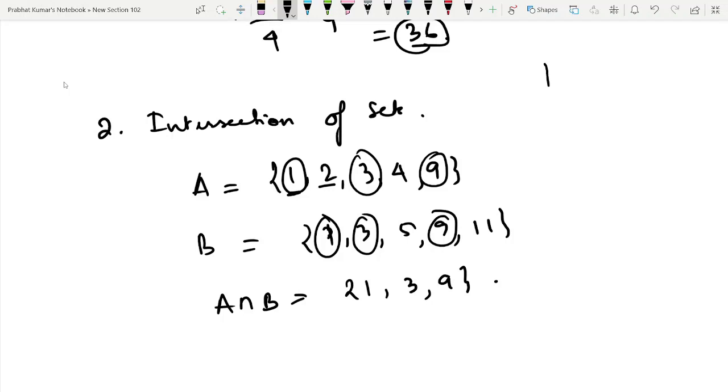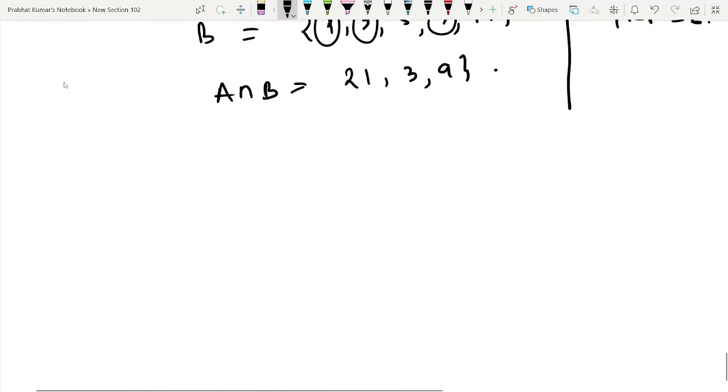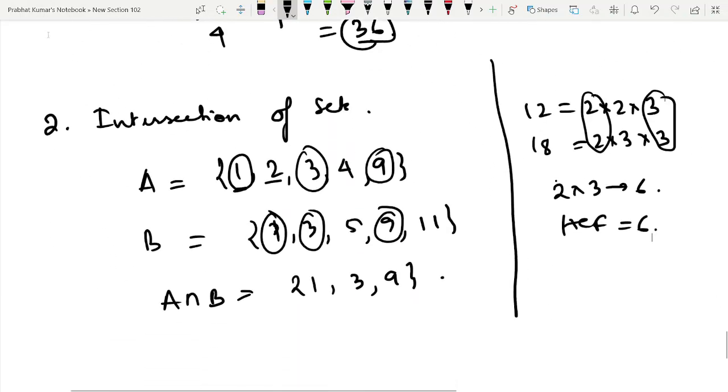If you compare it with the HCF of two numbers in number theory, you'll get a similar feel, right? Suppose 12 is 2 into 2 into 3 and 18 is 2 into 3 into 3. You basically take out what is common, so basically 2 into 3. So their HCF is 6. So you can see that intersection and HCF give you the same feel, right? Okay, so these are the two set operations.